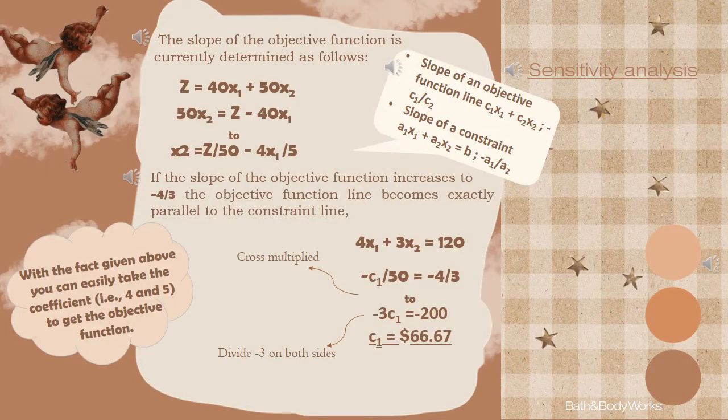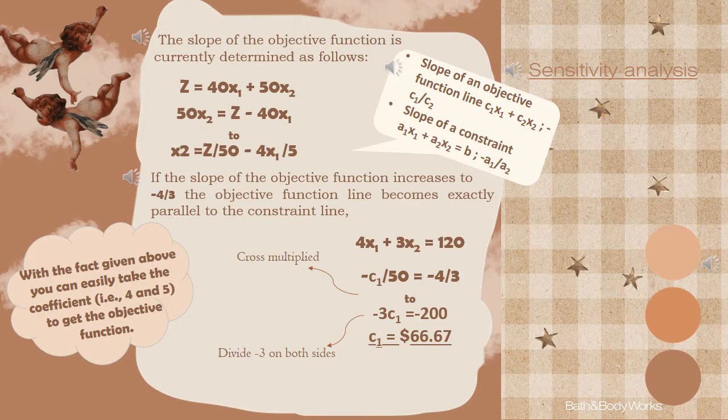The focus of sensitivity analysis is to determine those two values, which we will refer to as the sensitivity range, wherein x sub 1 equals c sub 1. For our example, we can look at the graphs and determine the sensitivity range for the x sub 1 coefficient. The slope of the objective function is currently determined as follows. Z equals 40x sub 1 plus 50x sub 2, and 50x sub 2 equals z minus 40x sub 1, so x sub 2 equals z over 50 minus 4x sub 1 over 5.